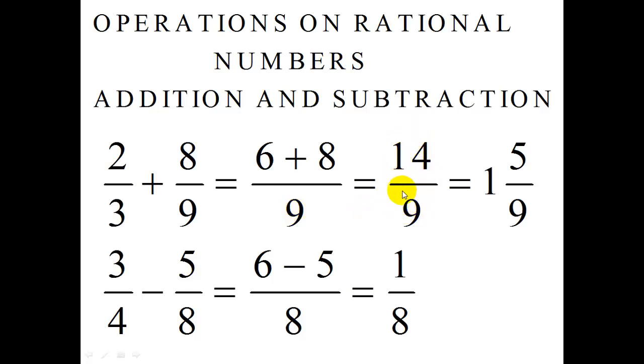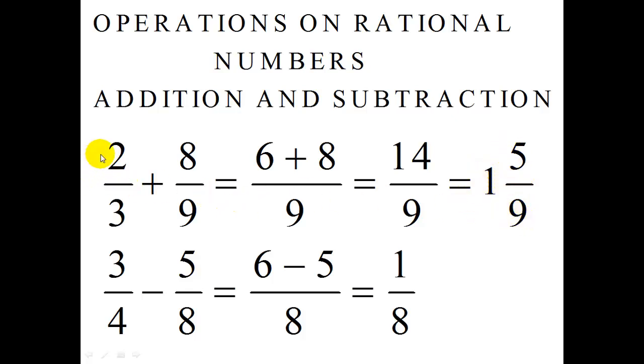This is an improper fraction. How do we convert this to a mixed fraction? 9 goes into 14 only once, and the remainder is 5, divided by the denominator. So 14 over 9 is equal to one whole number, 5 over 9.